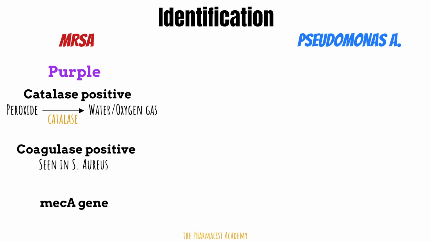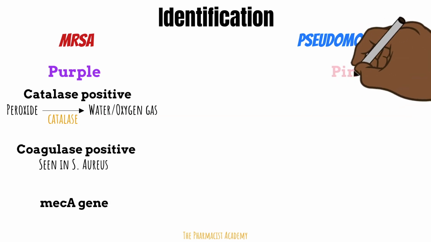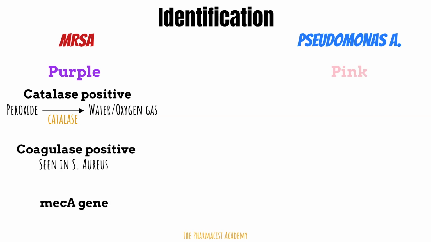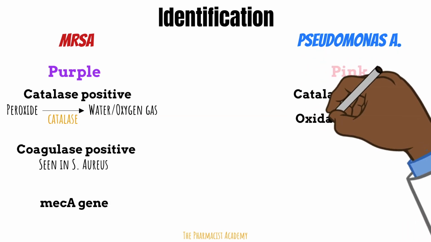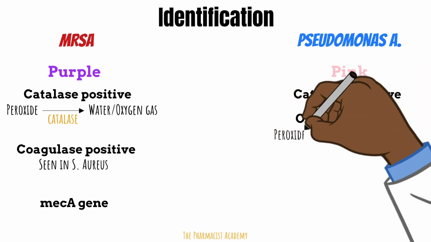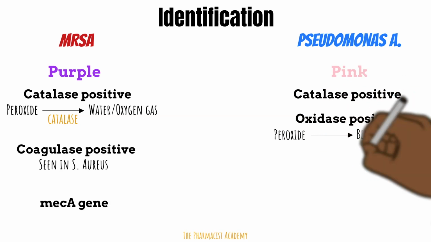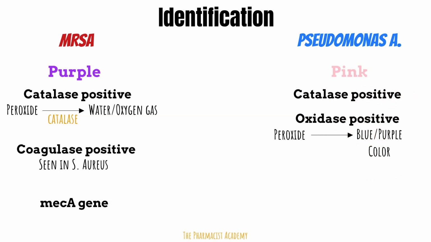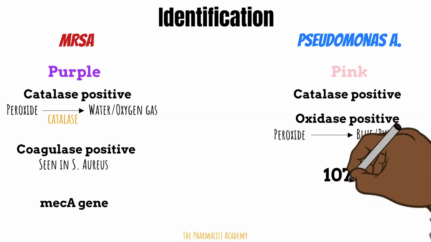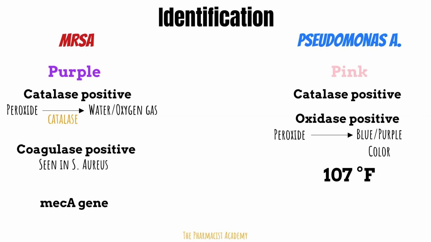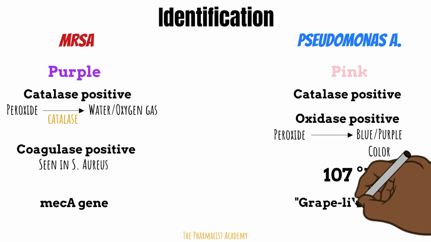When Pseudomonas is stained, it comes out pink because it's gram-negative. It is also catalase positive and oxidase positive. When peroxide is added to the microorganism, the color will change to dark purple in about 5 to 10 seconds. Pseudomonas also has a unique ability to grow at up to 107 degrees Fahrenheit. And finally, Pseudomonas produces colonies with a characteristic grape-like odor.